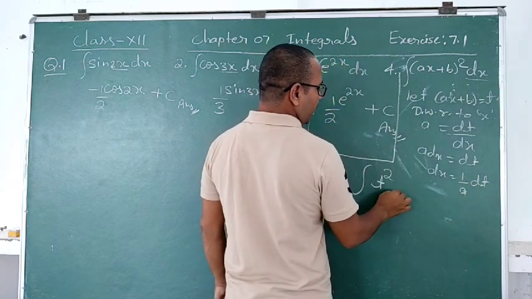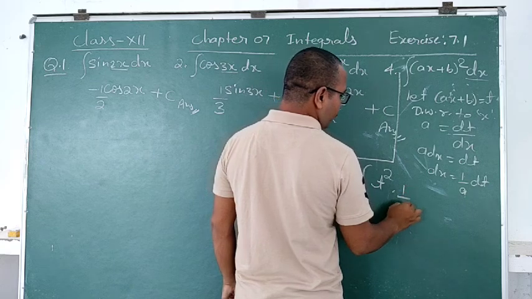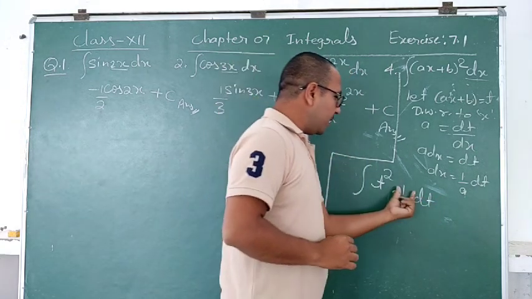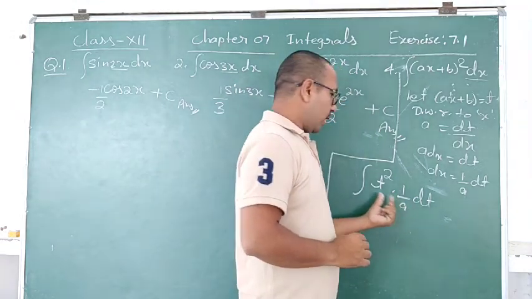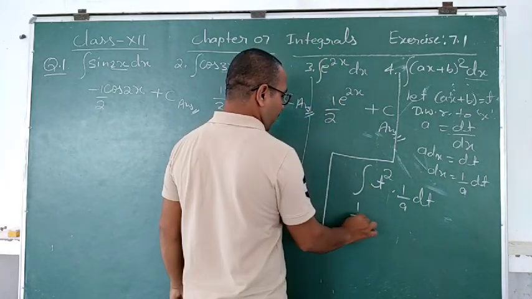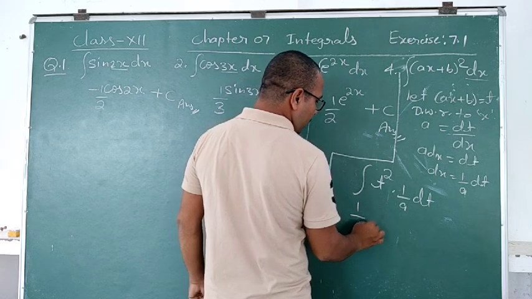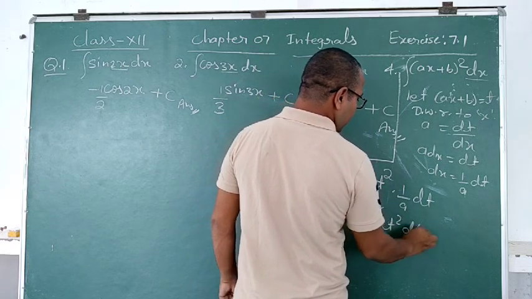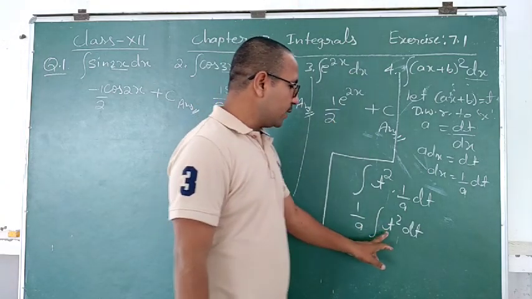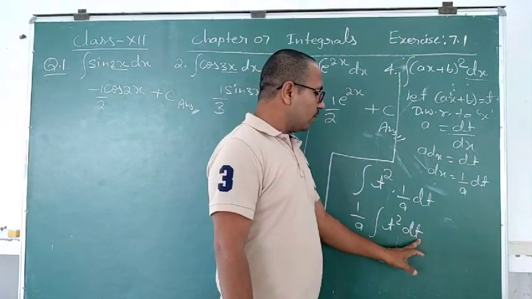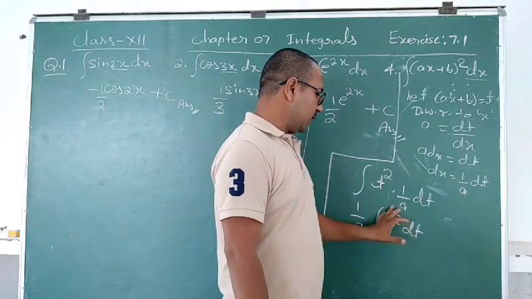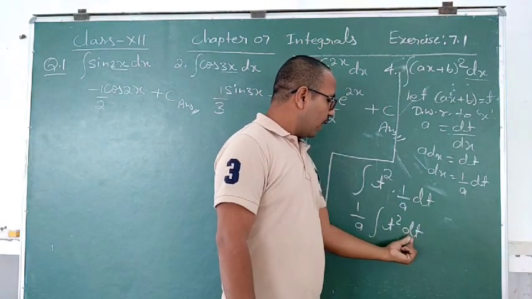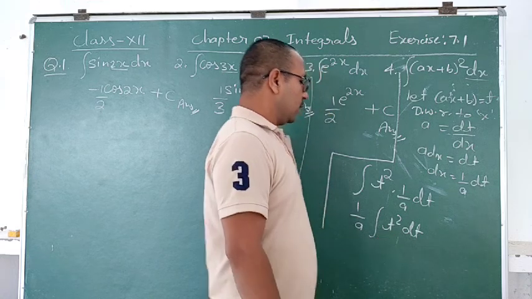So in the place of dx, we will put 1 by a dt. Now students, 1 by a is constant, so it will come outside from the integral. So 1 by a integral t square dt. Now students, we have to integrate this with respect to t, because dt is showing here.